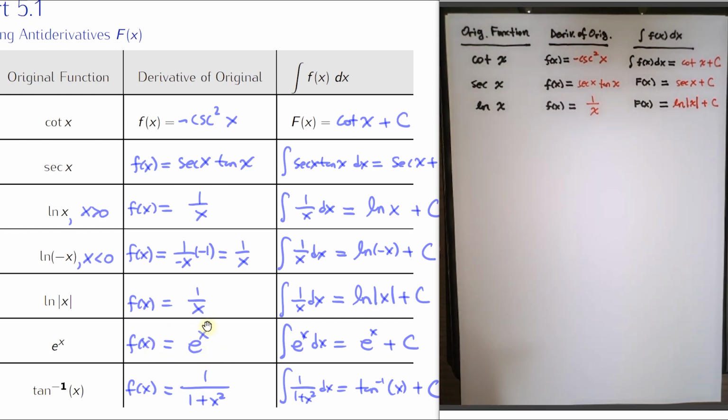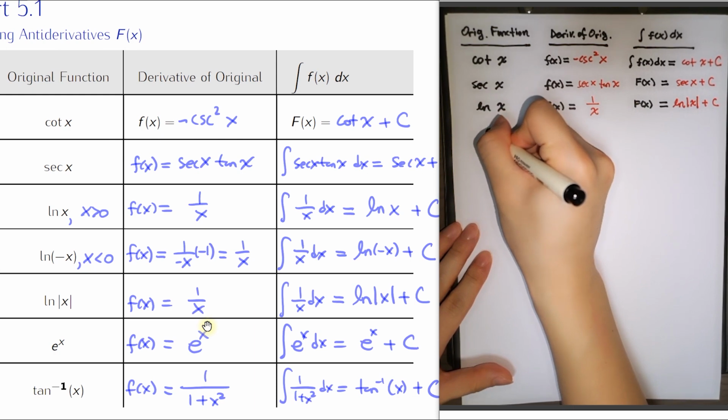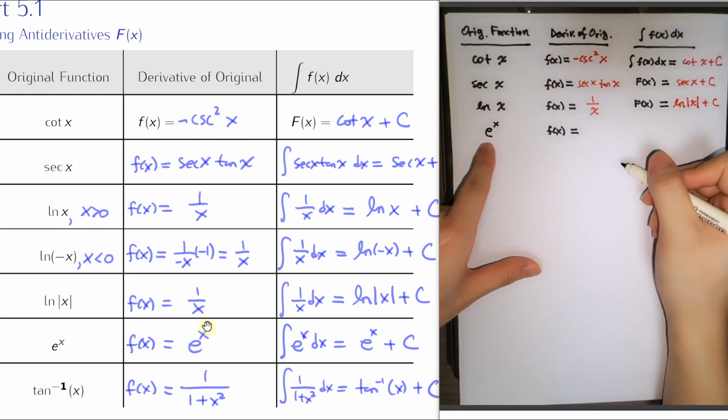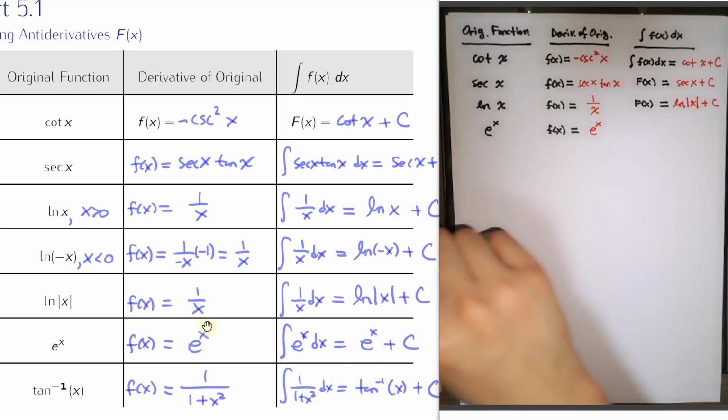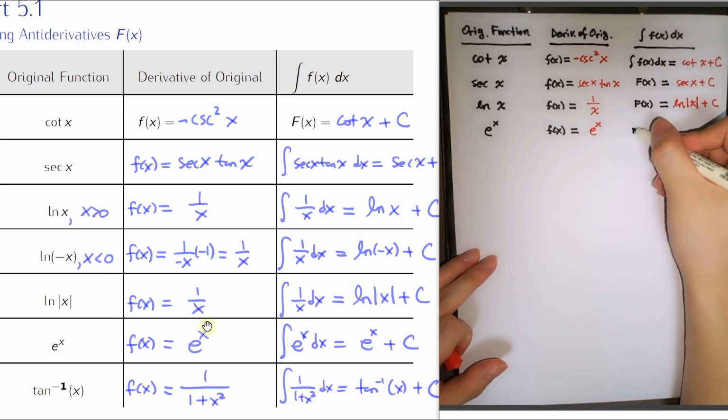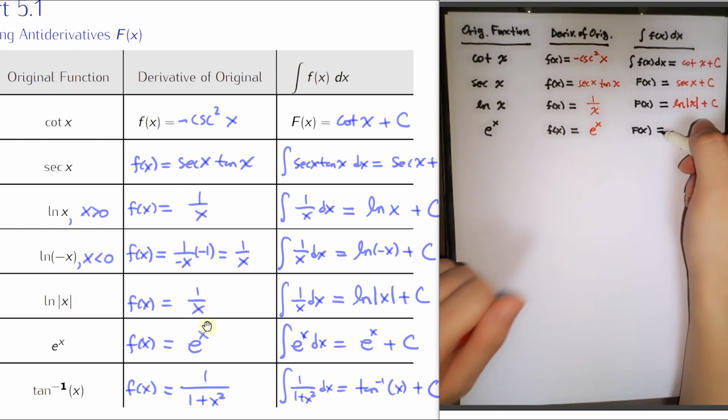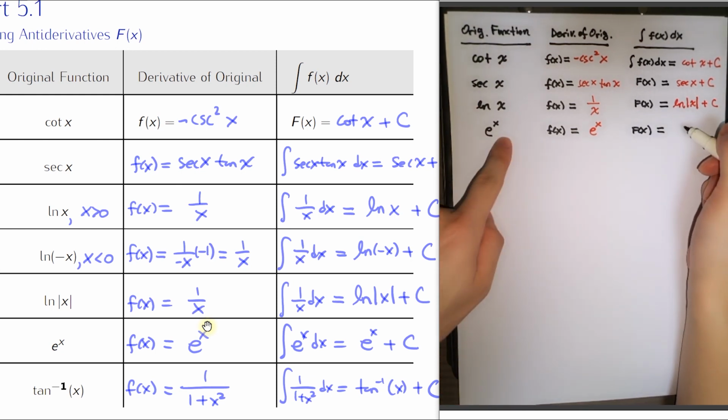I love this example because e to the x is the simplest derivative and antiderivative in the world. The reason is, if you treat this as the original function, then the derivative of e to the x is e to the x, and the antiderivative of e to the x is, we are going back to the original, plus c.